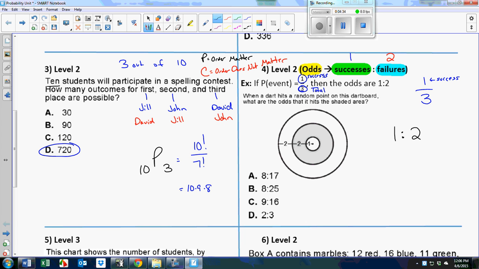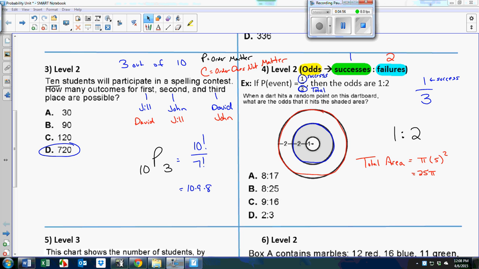All right, so now how do we find this answer? It's a random point on this dartboard. What are the odds that it hits the shaded area? Well, you need to find the probability of the shaded area and then work backwards to figure out what the odds are. So I'm going to pause and work on the board. All right, a little bit of work on the board here to get started.